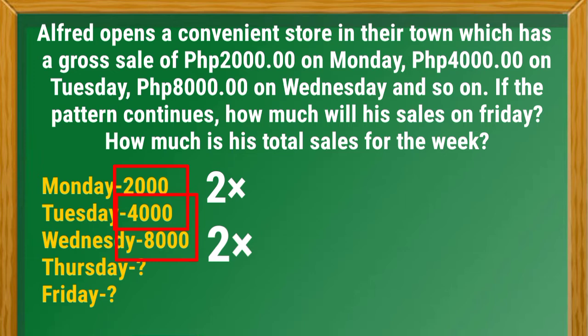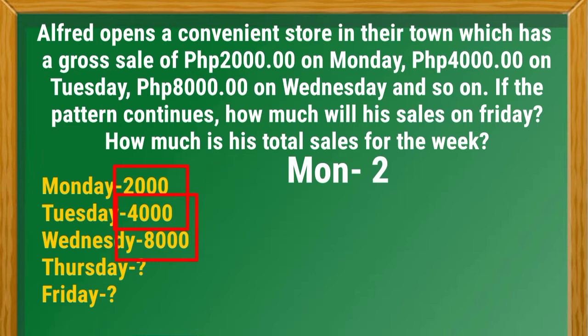On Monday, what do you think is the exponential notation? First, we have to find the base, and then we have to find the exponent. What do you think is the base here? Our base here is 2. Why? Because the pattern shows that Alfred has a sale twice as much as the sales on the previous day. The word twice will be represented by the number 2.